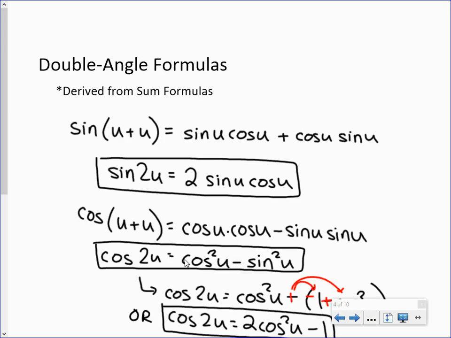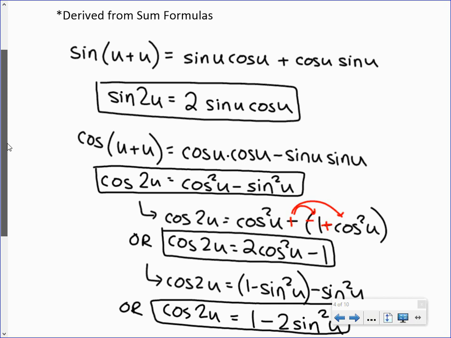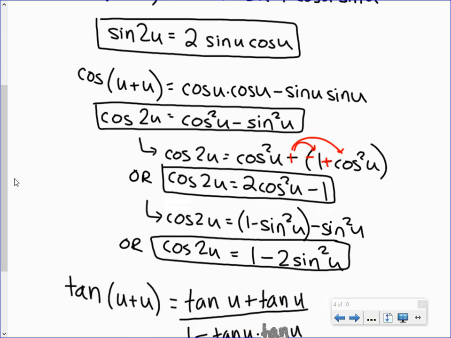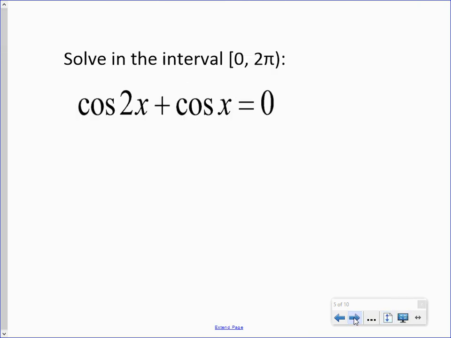Okay, and I'm going to flip back to my previous slide on my screen. And I'm going to look at my cosine of 2u. I have three options. I could put in a cosine squared minus a sine squared. I could do 2 cosine squared minus 1, or I could do 1 minus 2 sine squared. Which one of those do you think will be most beneficial in our equation? Tegan says? The second one, with only cosine. So we'll introduce a cosine squared.